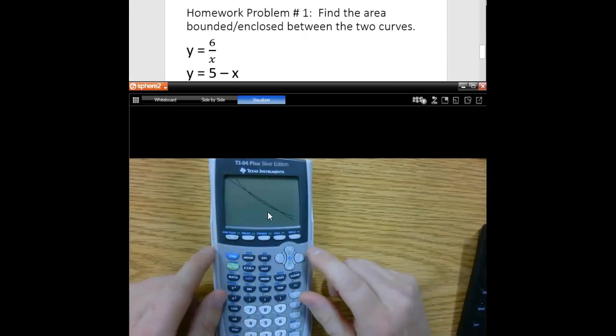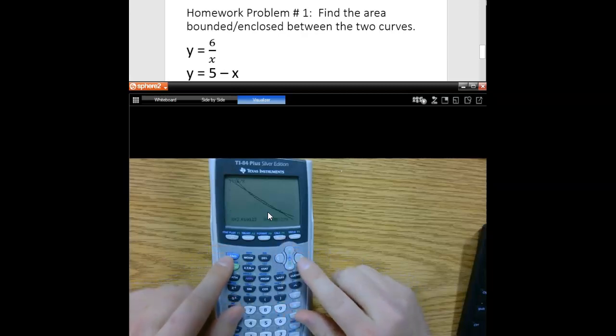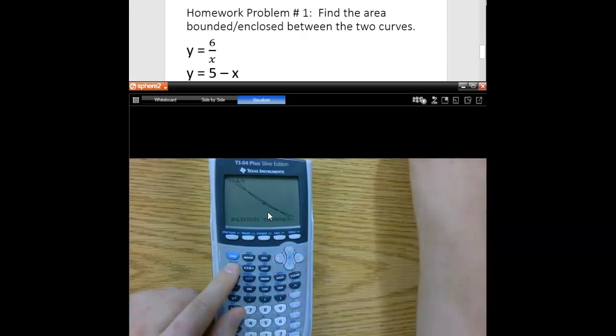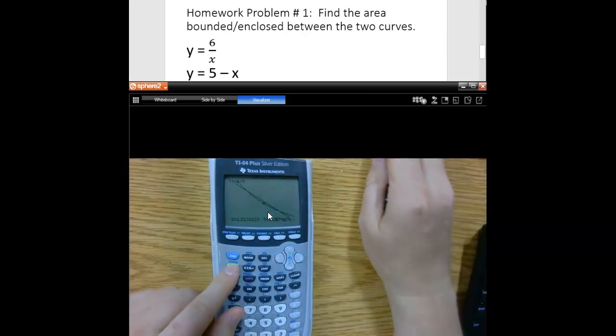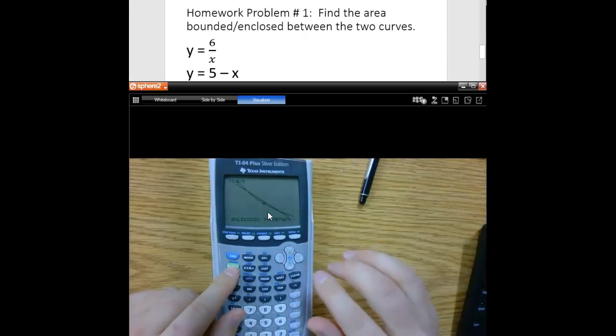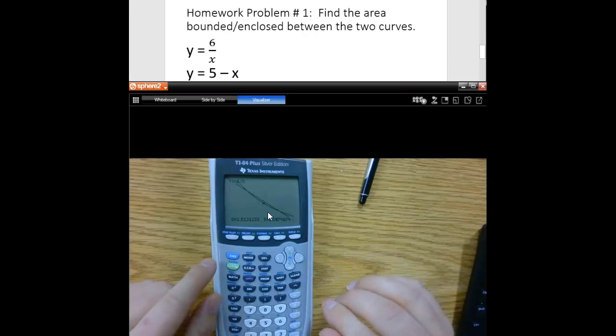We want to know which one's on top, right? So we're going to push the trace button, and we're going to see which one's on top. And right now we're tracing the bottom function, and the bottom function is 6 over x. So the one that's on top is the 5 minus x. The one that's on the bottom is the 6 over x.